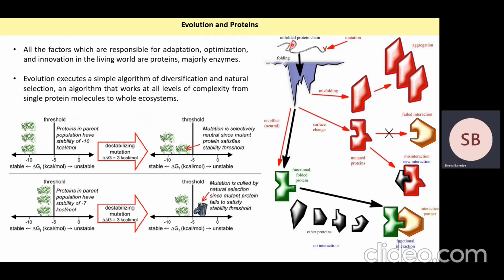Another example has been shown here. So if you have an unfolded protein chain and you have a mutation, this mutation can result in several things. Firstly, because of the mutation, the protein is not folding correctly. Instead, it is aggregating among itself. So that mutation will not be allowed. Or another thing can happen is that because of the mutation, it does not bind to the original ligand, but it will bind to a new ligand. So that protein can be used for some other purpose.